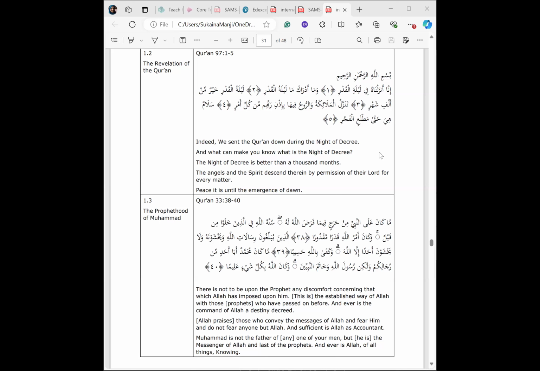So you can ask students to think about what does 1,000 months mean in our human space? What does it mean? And the angels are descending with the permission of their Lord for every matter. So here you can see how the angels and the spirits are also under Allah, how they actually take permission from Allah to be able to come forward.